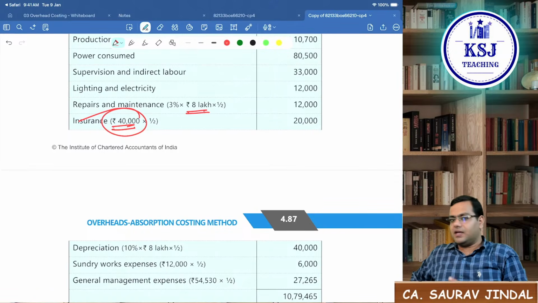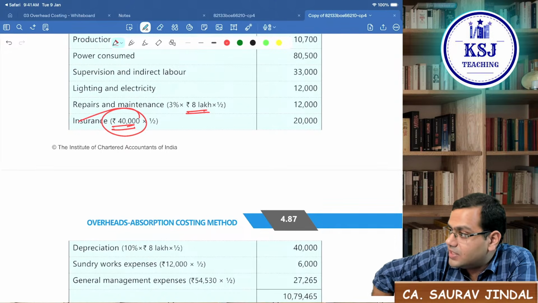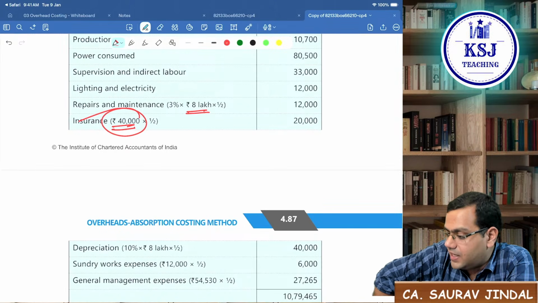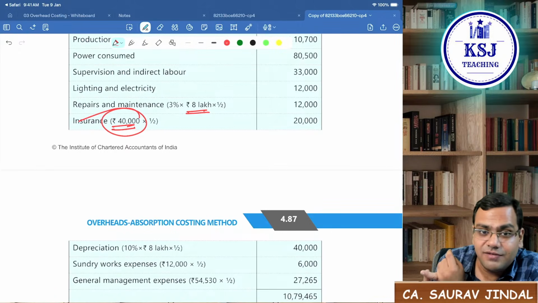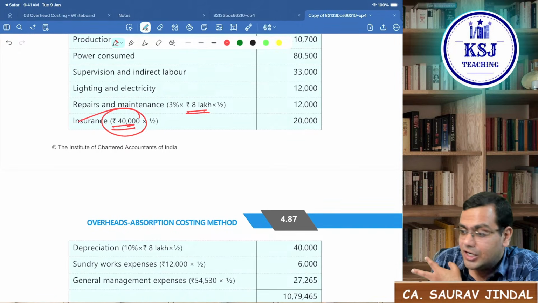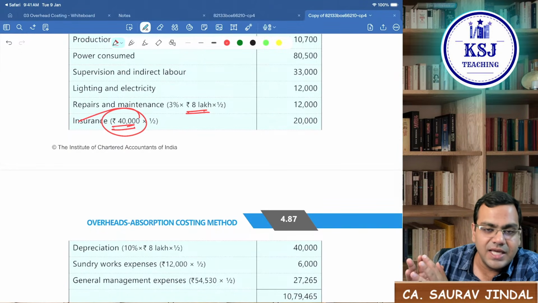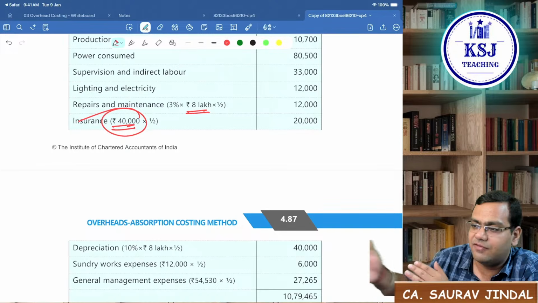Now, what is given in the machine shop? There are 8 machines, but out of those 8 machines, at any point of time, the working machines are 6. So insurance cost will be there for all the machines or only for the machines which are working? Today, machines 1 and 2 are working. Tomorrow, the work is like that 1 and 2 will be at rest, and 3 and 4 will be working.